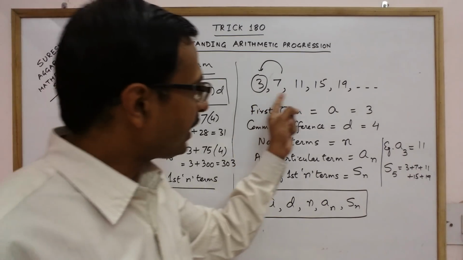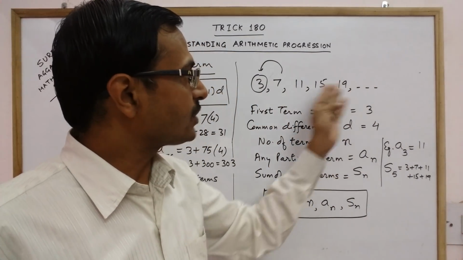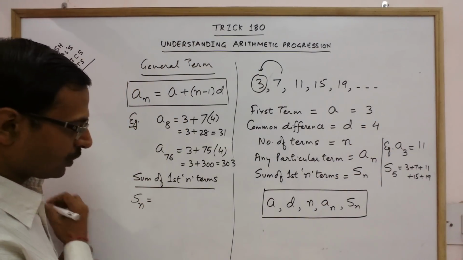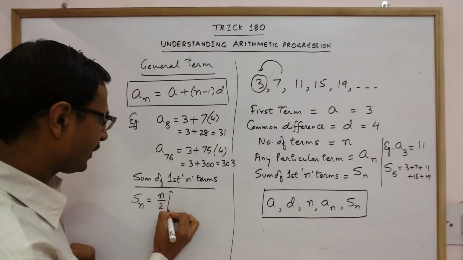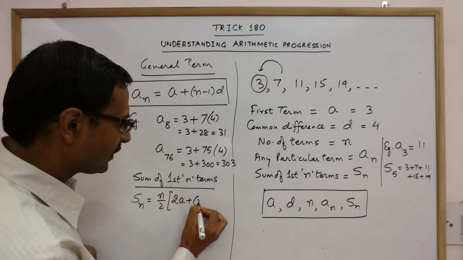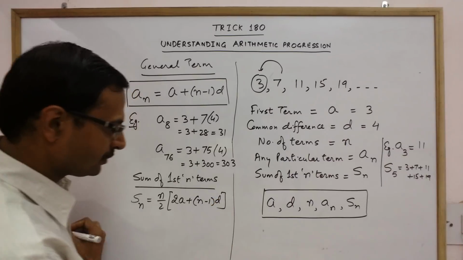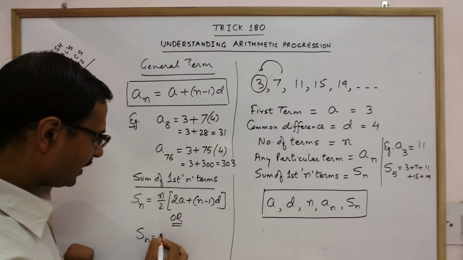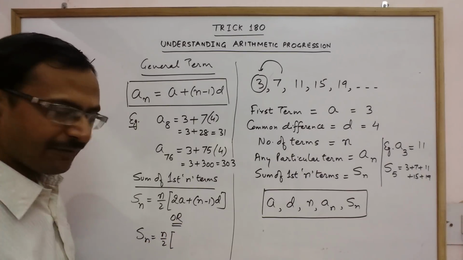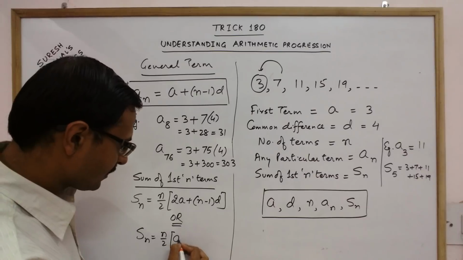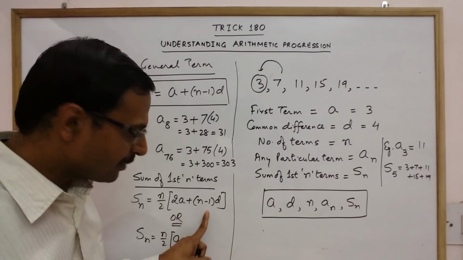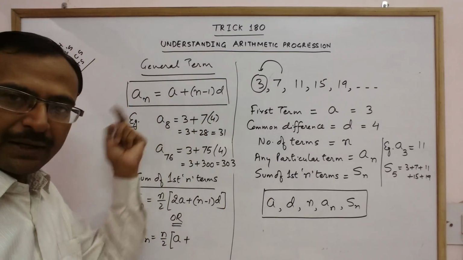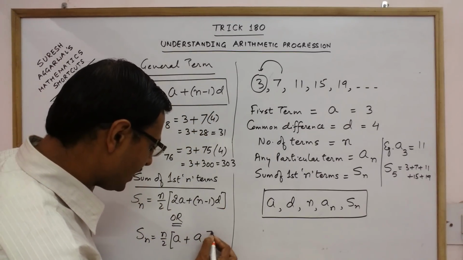Now if we want to add a particular number of terms of this arithmetic progression, the formula which we need to apply is n by 2 into 2a plus n minus 1 into d, or you can reduce this formula and write it as n by 2. If I take 1a out of this, I will be left with a plus n minus 1 into d, and a plus n minus 1 into d is this formula an, so I can write it as a plus an also.